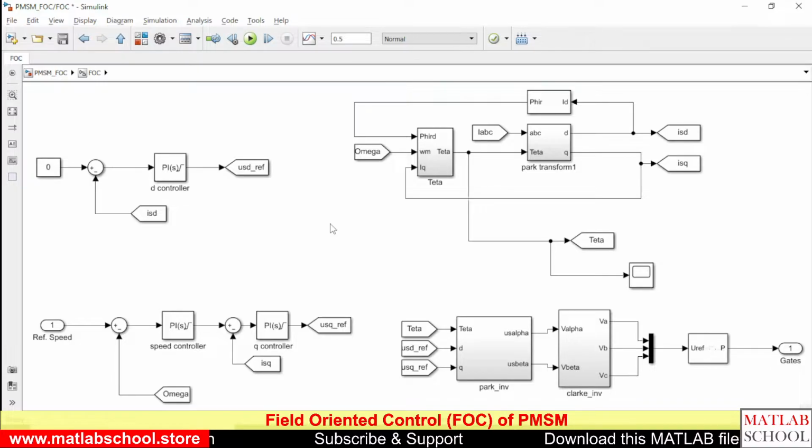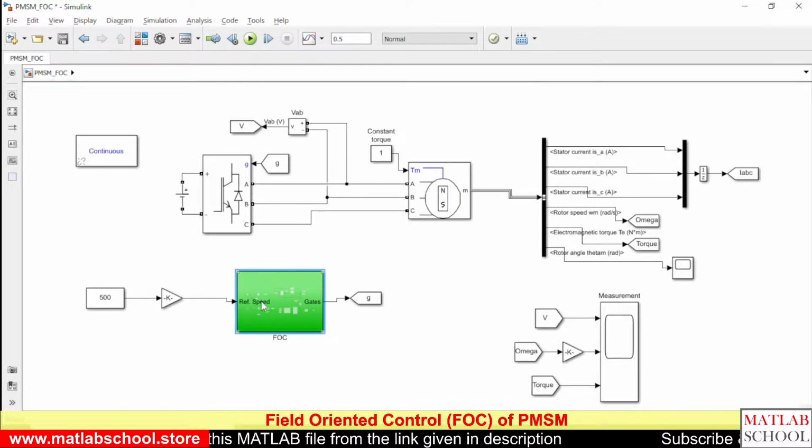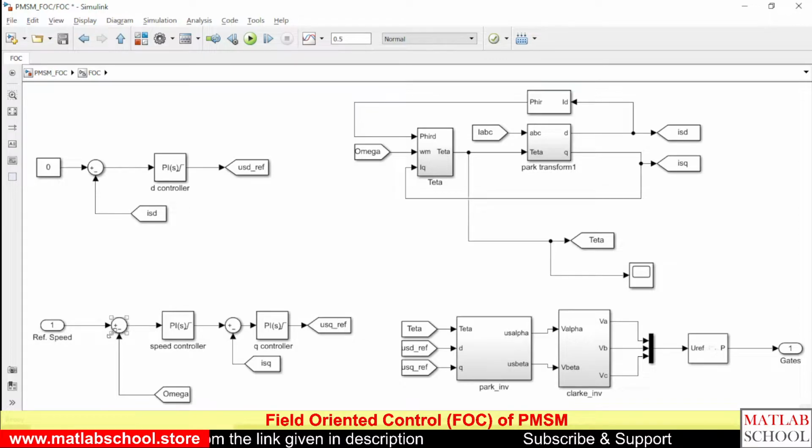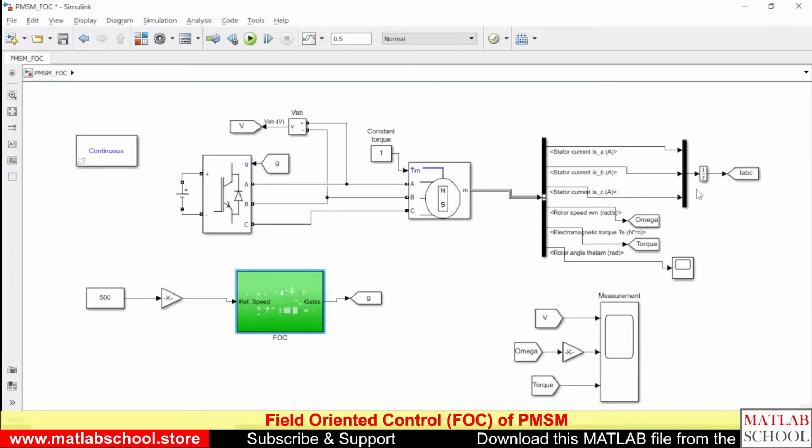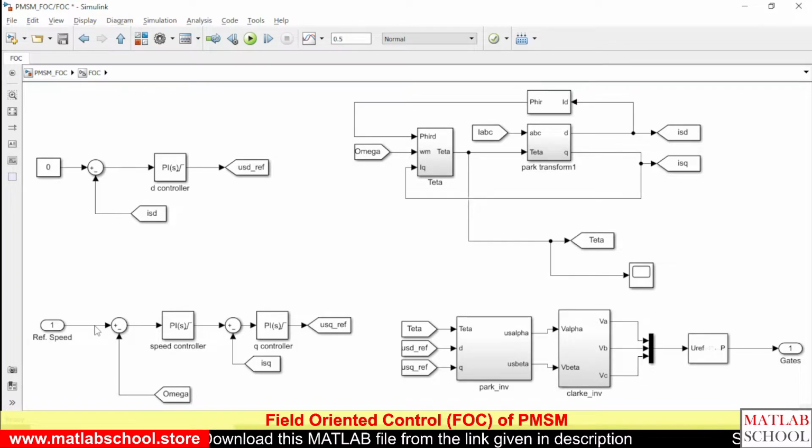This is the FOC part. The reference speed is given to this comparator, so it comes from the previous block, it comes from here, and the reference speed is compared with the actual speed. The actual speed is coming from here, and it will be in terms of radians per second. The error between the reference speed and actual speed is derived from this block, and it is given as input to the PI controller. As I told you earlier, the output of the first PI controller becomes the input of the inner loop. So this is the outer loop. The outer loop is for speed control, and the inner loop is for current control.